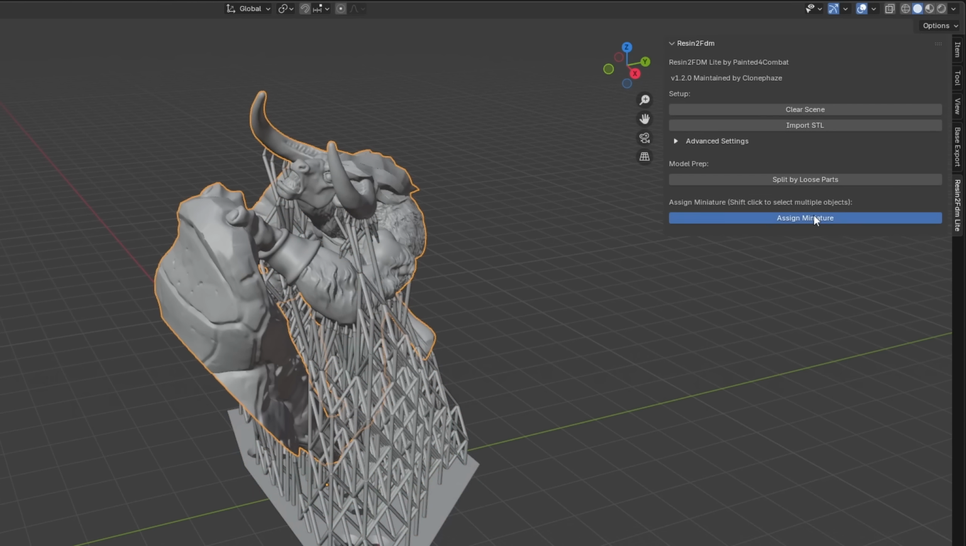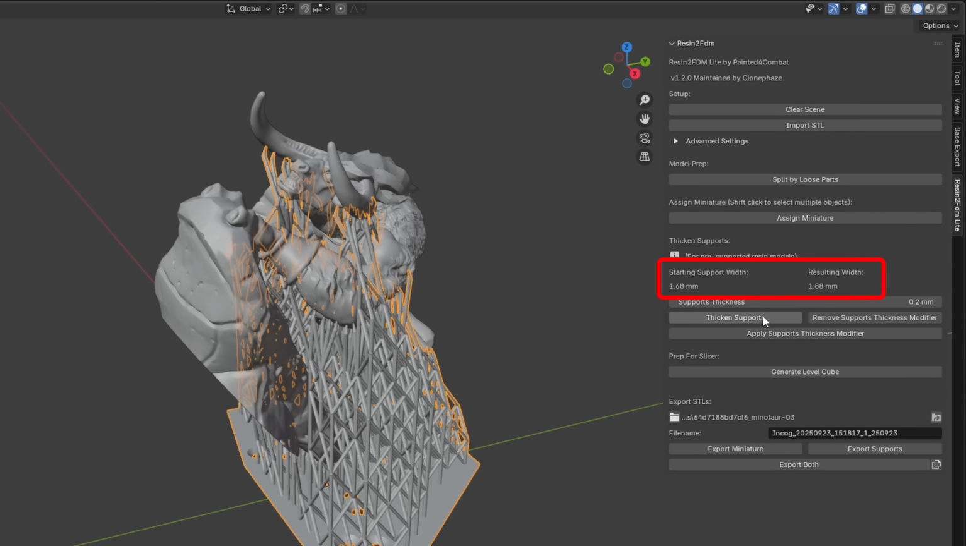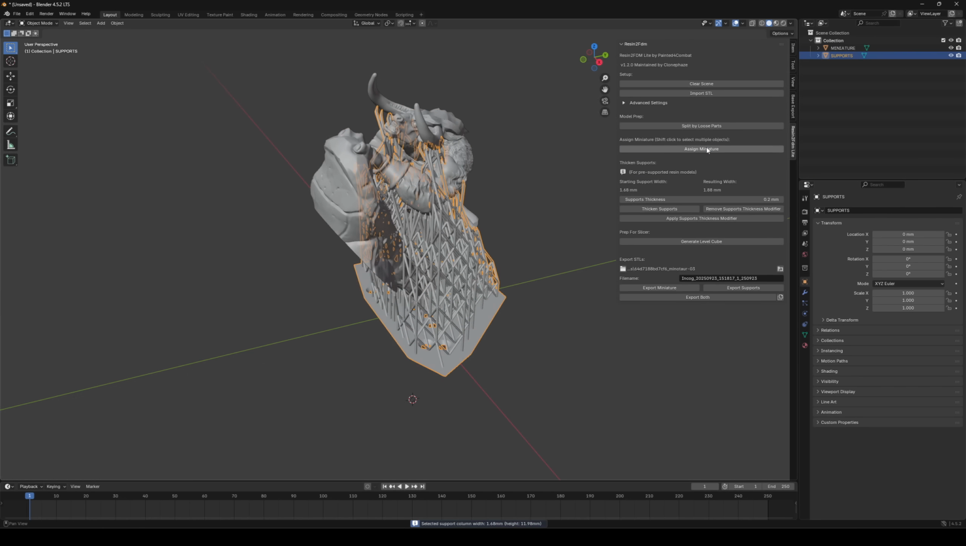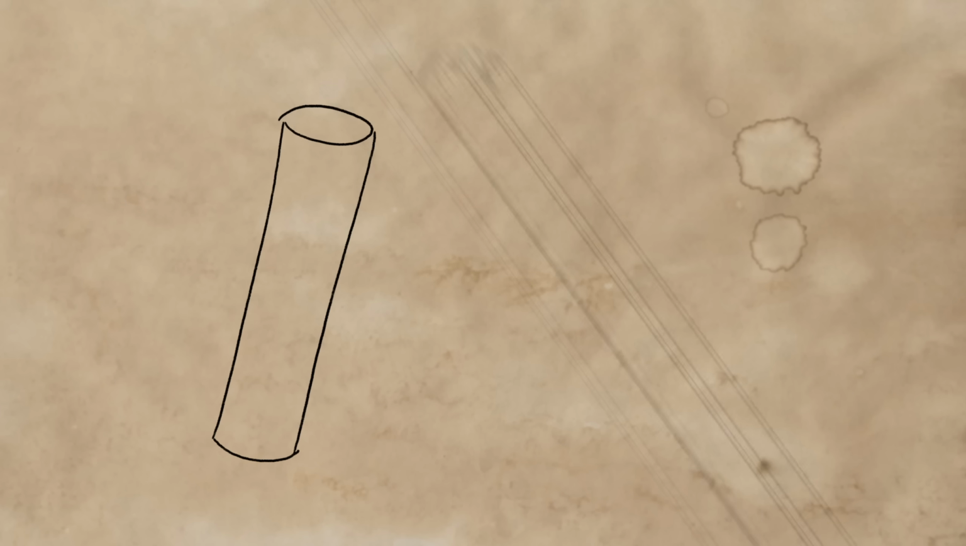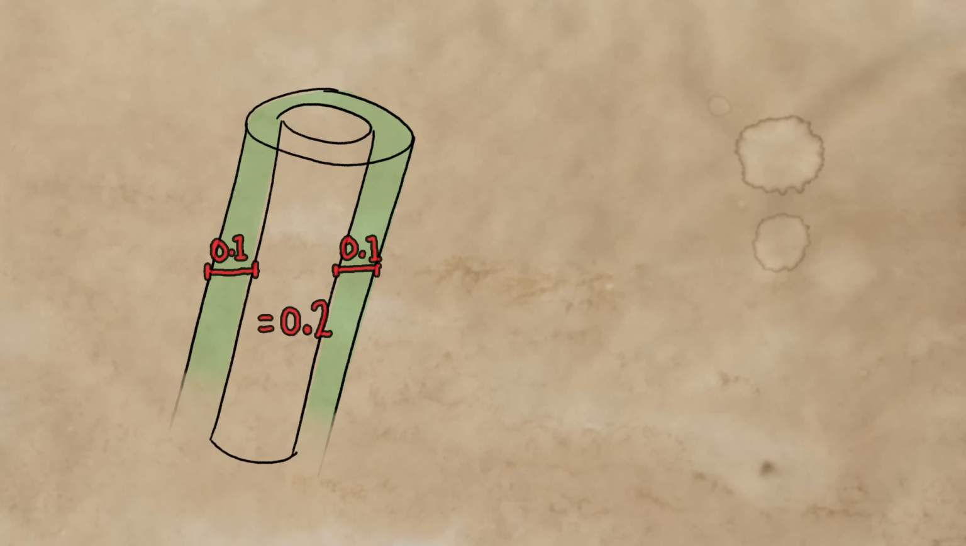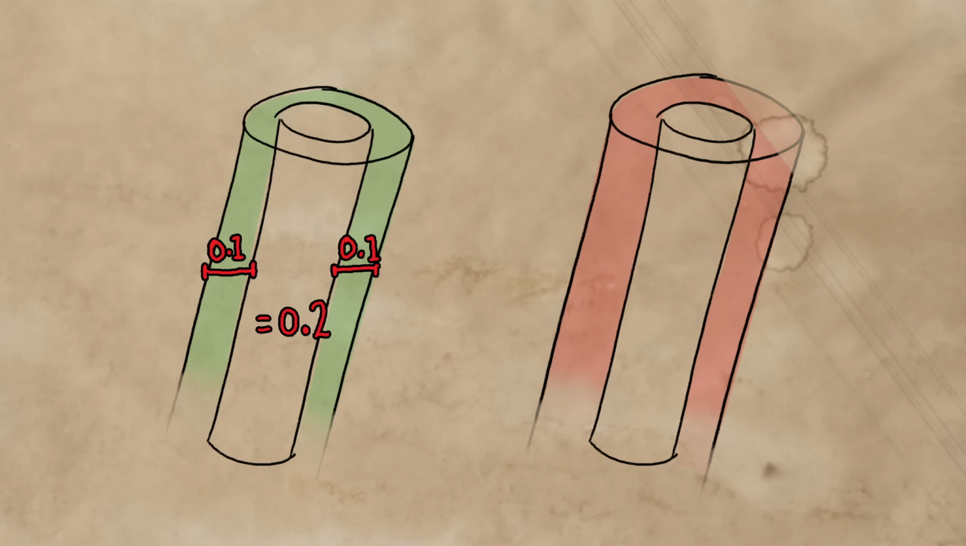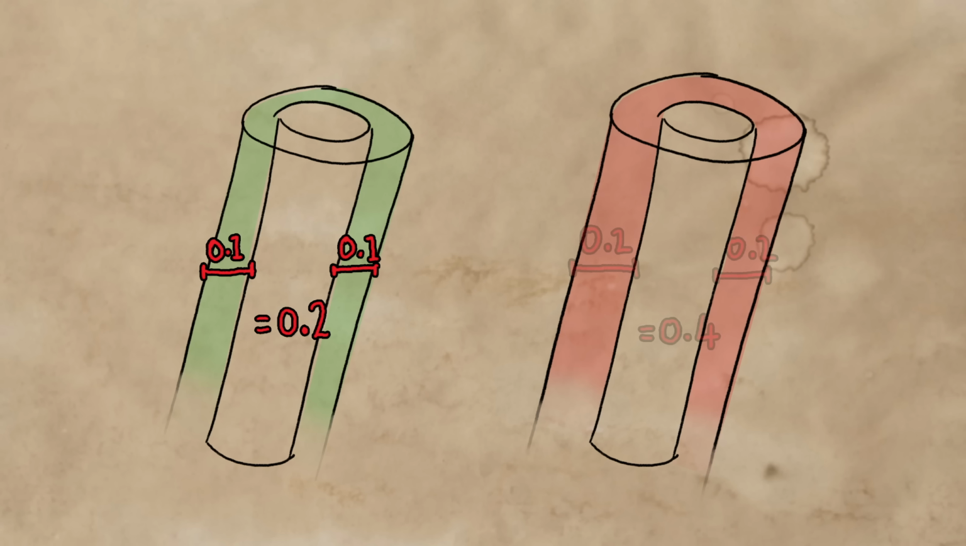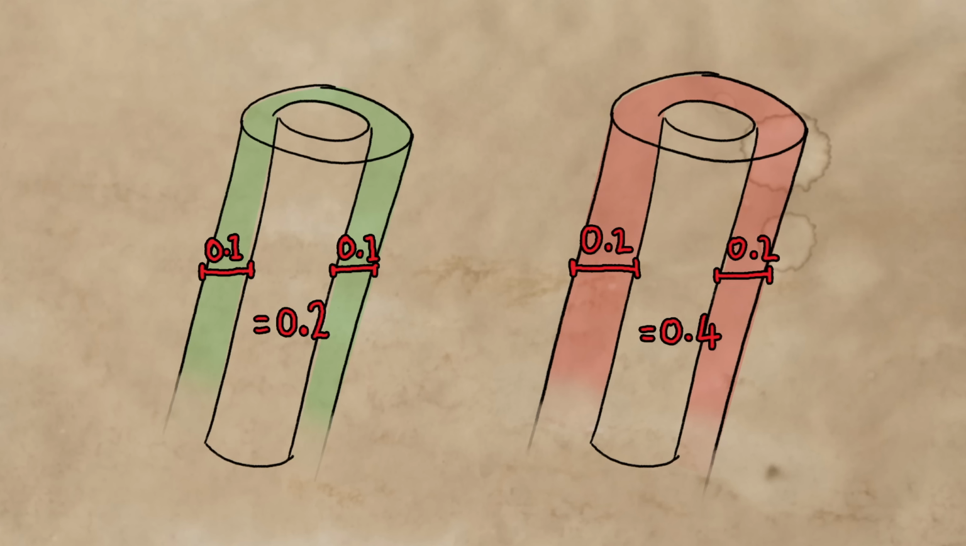Once you assign your miniature as usual, we can now see an estimated readout of your support tower thicknesses. This is so that you can better gauge the width of supports across various prints. And this function has overall been updated. Now the value set in the slider is the true thickness that will be added. For example, an added thickness of 0.2mm will add 0.1 all around for a total added thickness of 0.2, where previously a value of 0.2 would have added 0.2 all around for a total of 0.4mm.